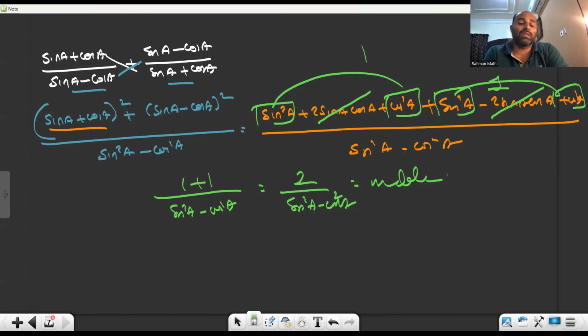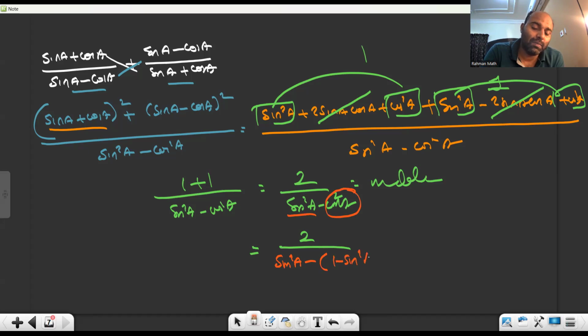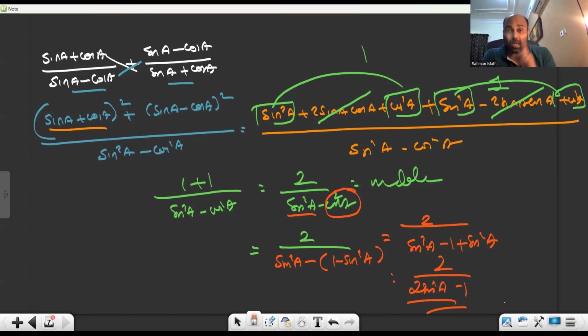Now how will we get the RHS? Listen carefully. 2 by RHS, what do you want to get? You have to check. You want to get 2 sin square A minus 1. So don't touch the sign, let it be the minus. Cos square A you can change. In the beginning I taught you bracket is compulsory. Cos square A is what? 1 minus sin square A. Open the bracket. Sin square A minus 1 plus sin square A. How many sin square can you see? 2 sin square A minus 1.